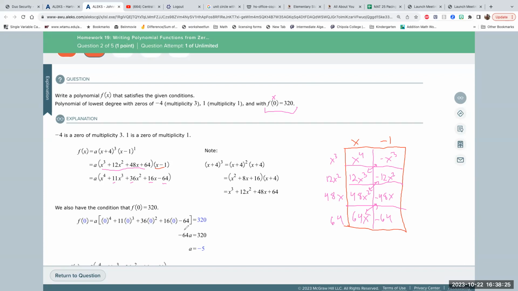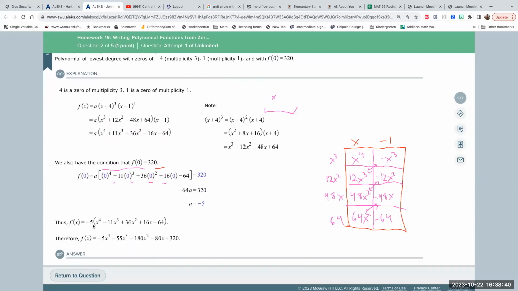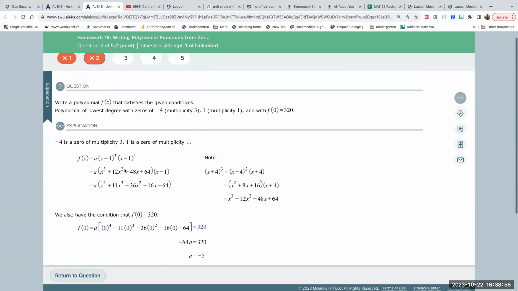So you have -64 A, because everything else canceled out, and all you're left with is A and the -64. It equals 320 divided by -64, and there you have it. A equals -5. And so now you just plug it in, that -5, and then you're going to want to distribute that -5 to everything. And so this is where they get that answer from. All right, just so you could see how those moving pieces work. So that's how you're going to do number 2.